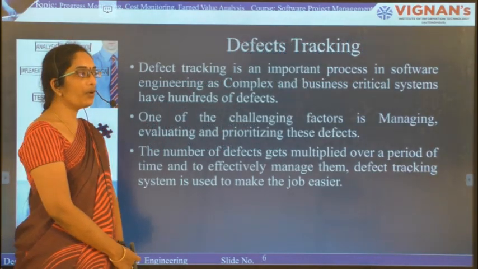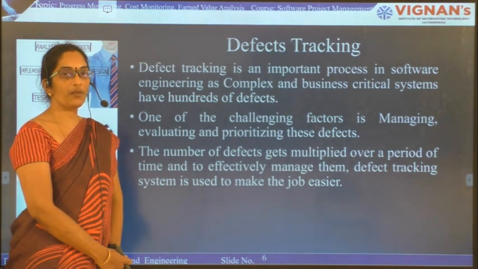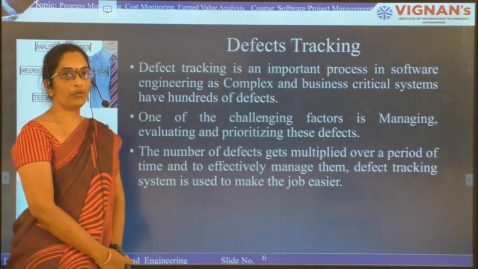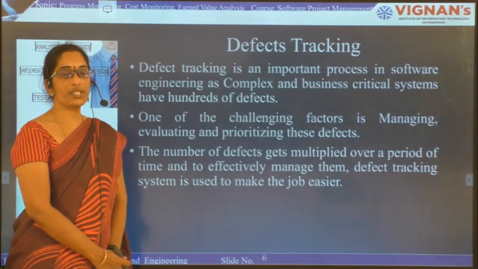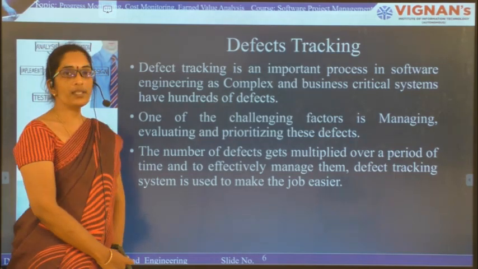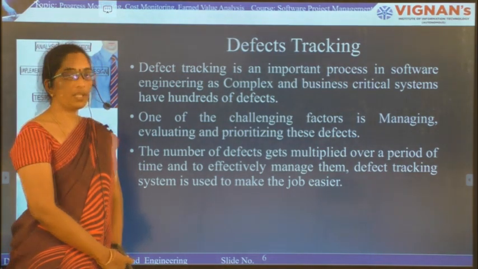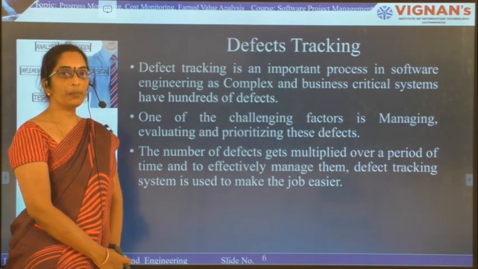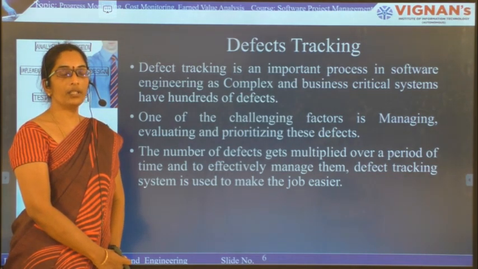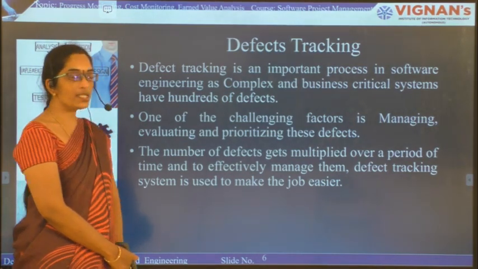Defect tracking. Before moving to defect tracking, let us know what is an error, what is a defect, and what is a bug. An error is a mistake that is made while doing coding. A defect is an error which is identified during testing by the tester. Compared with this, a bug is an error, a defect, that is identified by the development team. Now let us see what is defect tracking.